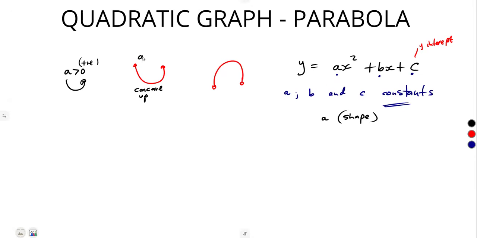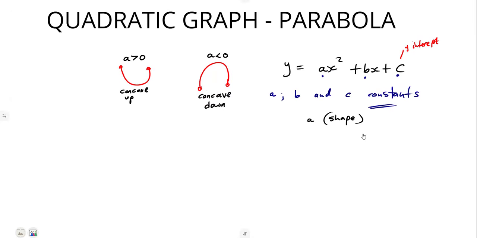So this is for a greater than 0, where we are referring to positive values, 1, 2, and so on, as long as it is a positive value. And when a is less than 0, this is the shape that you're going to have, where the graph is facing down. So this is concave down. This is the condition that you must actually understand when you are working with a quadratic graph, a parabola. The shape is very important. So a is for the shape, like I said.